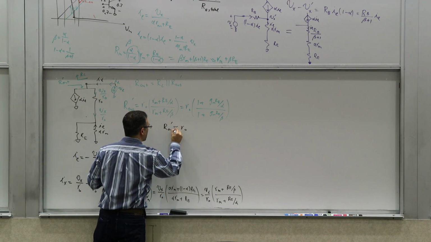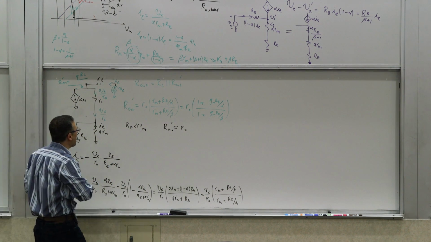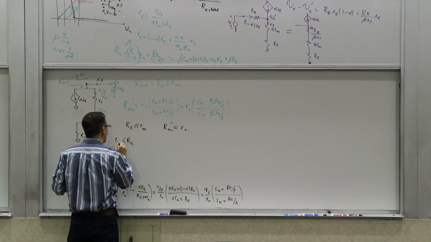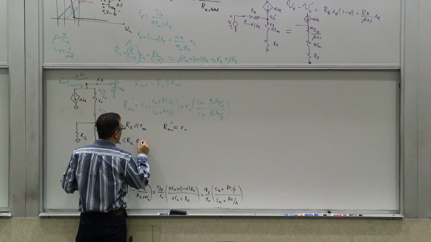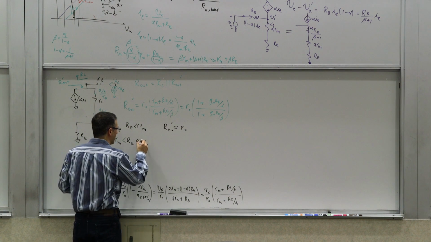You can write it this way, but it doesn't matter. Okay? Now, what if Re is greater than Rm, but still much smaller than beta Rm, which is R pi?